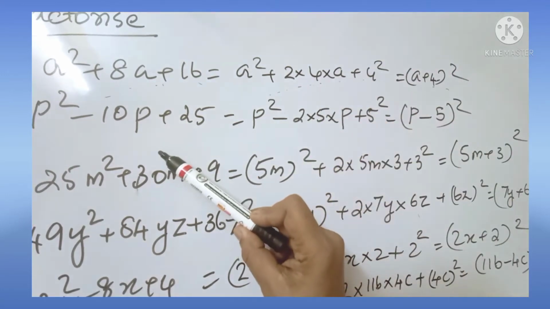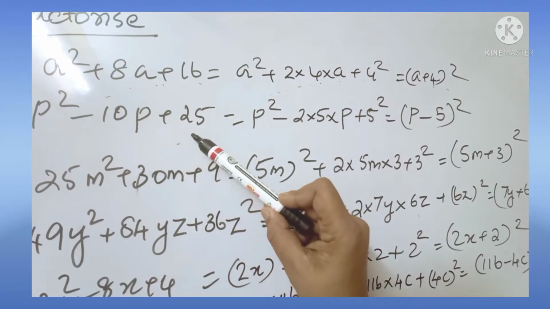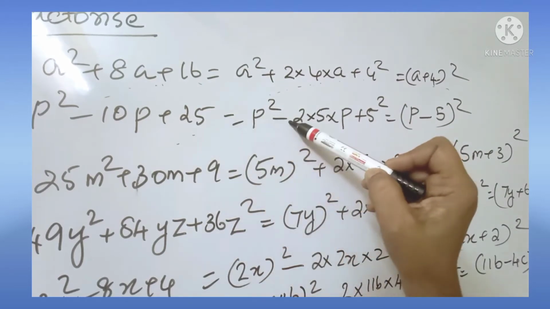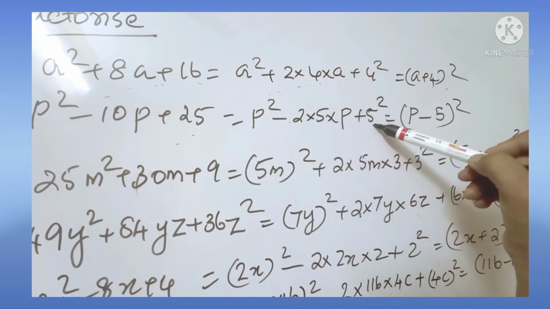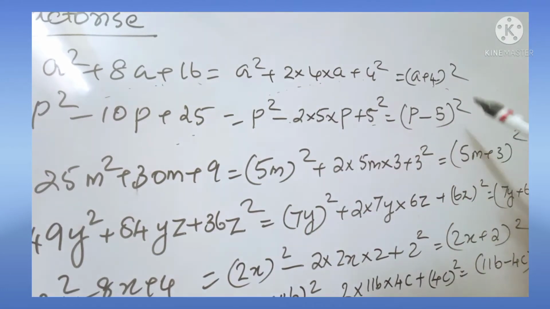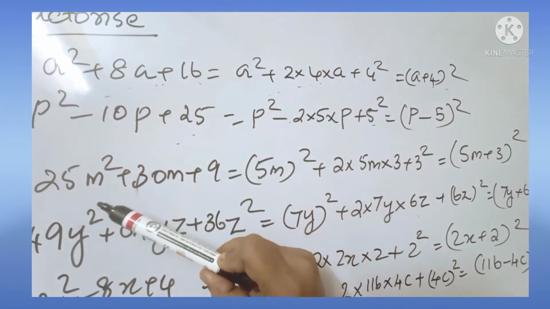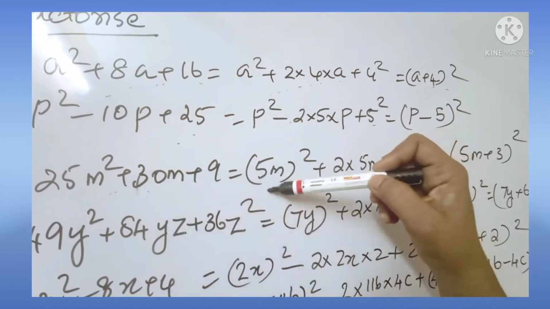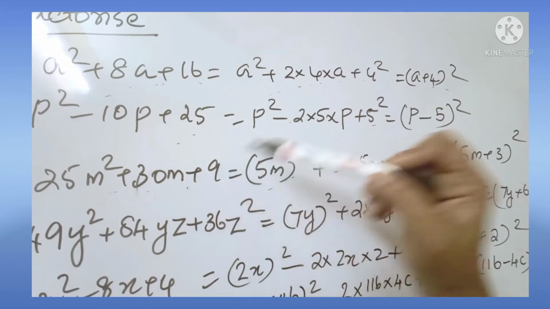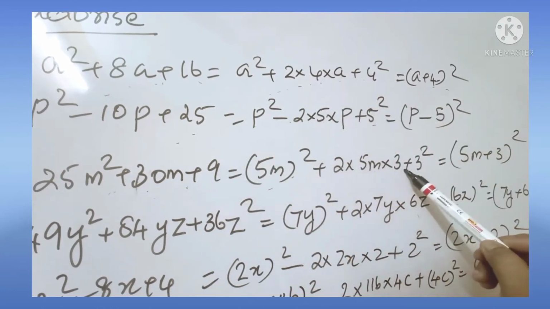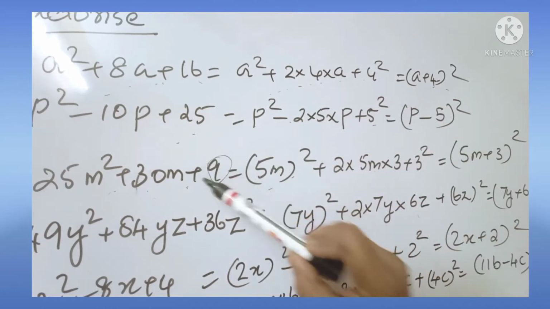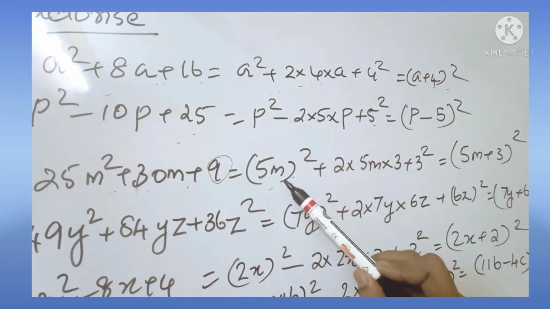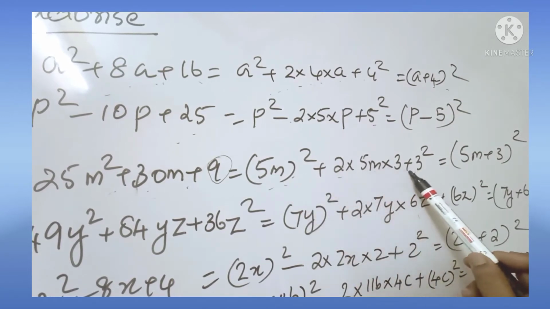Then second one, p square minus 10p plus 25. So it is p square minus 2 into 5 into p plus 5 square, that is p minus 5 whole square. Then 25m square plus 30m plus 9. So 25m square is 5m whole square and 30m can be written as 2 into 5m into 3, since 9 is 3 square. So this is in the a square plus 2ab plus b square form, that is 5m plus 3 whole square.